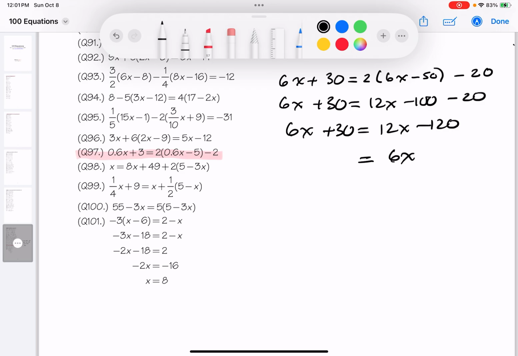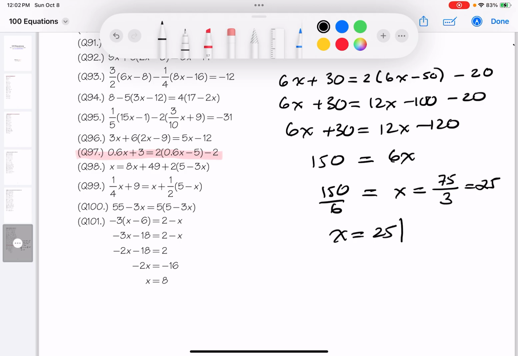6x, take 6x from both sides, 150. Add 120. What do you do? x equals 150 over 6. Well, let's just do it. Let's reduce very slowly. I'm going to divide by 2. That's 3. That's 75. That's going to be 25. So I'm going to say x is 25.